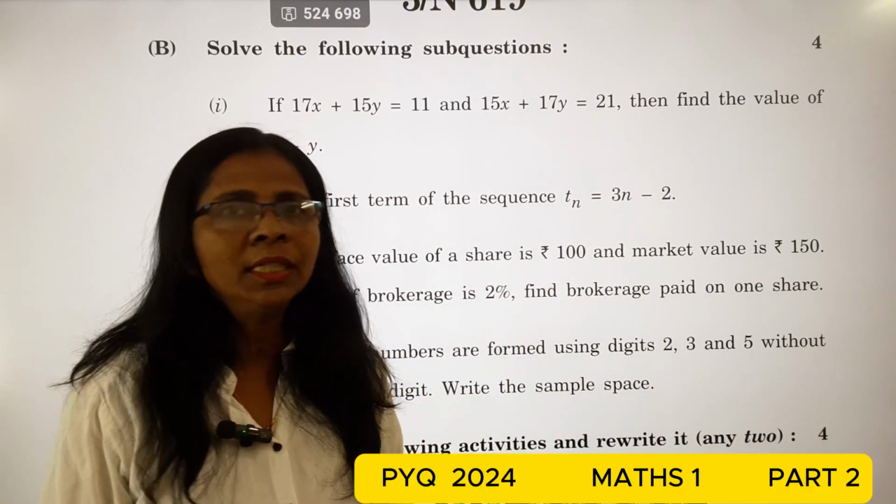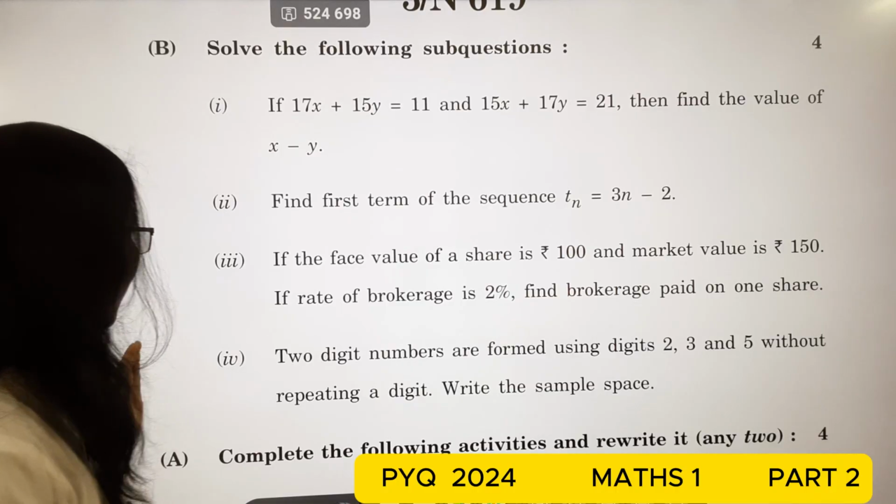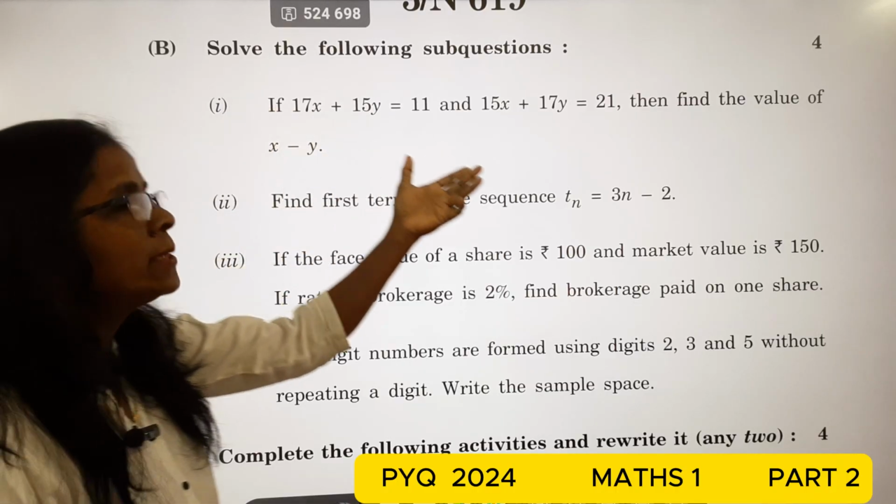Now the next one, 1B, that is also 1 mark for each. So solve the following sub questions.